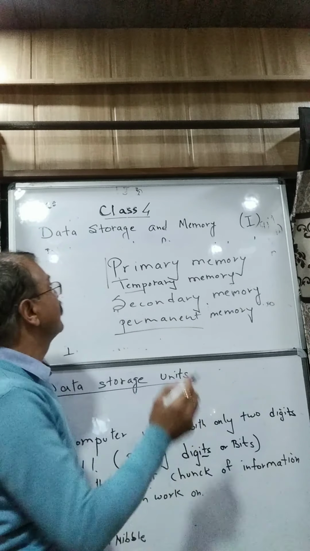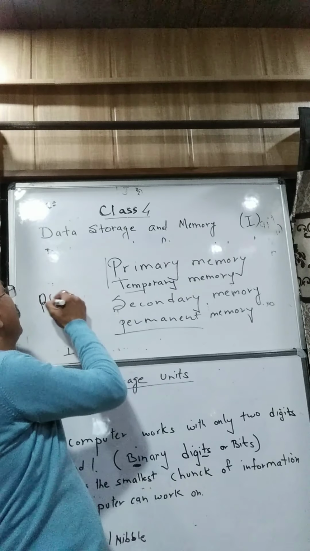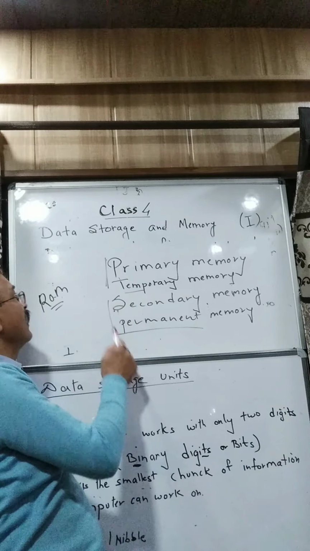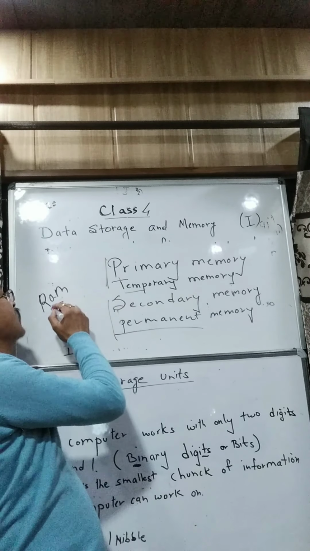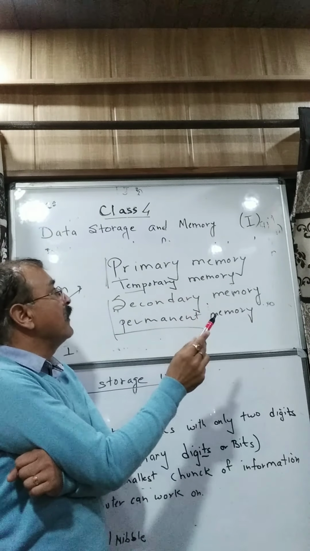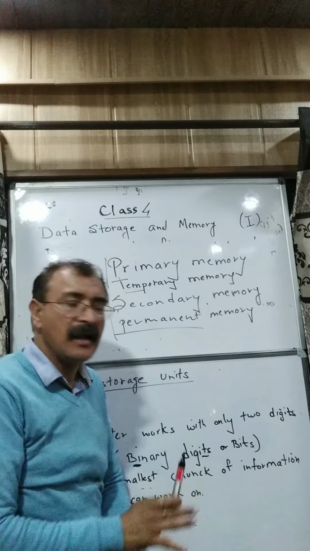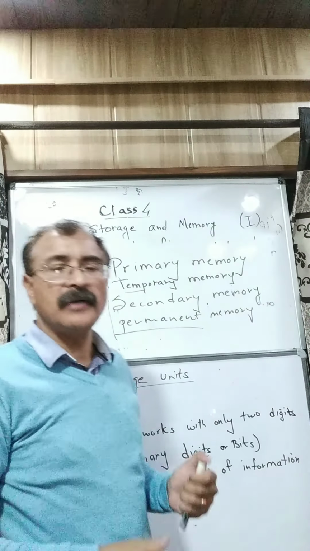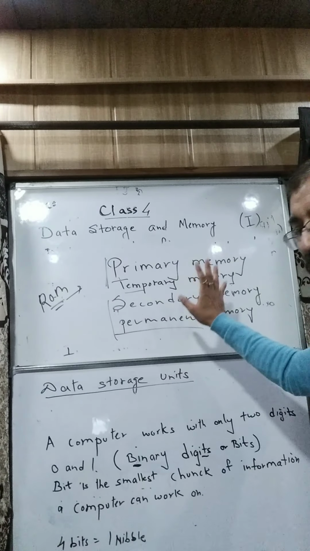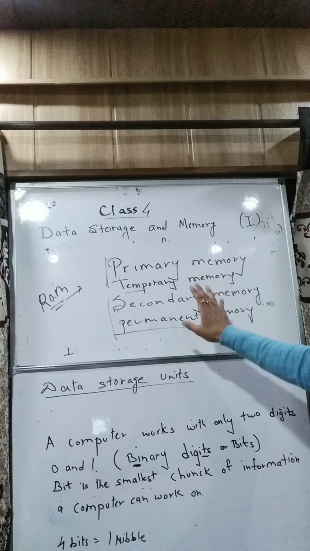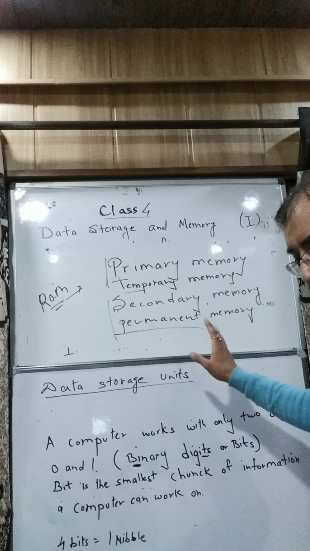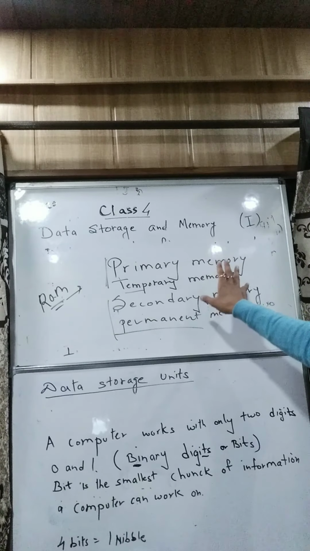Now, a few computer scientists say that a third form is ROM, read-only memory, but you have to understand only primary and secondary. Some computer scientists consider ROM as a part of primary memory. So primary memory is temporary memory. Why is it temporary? Because when you work on a computer, suppose by mistake we switch off the computer without saving our work, whatever work we have done gets erased. That's why it's called temporary memory.